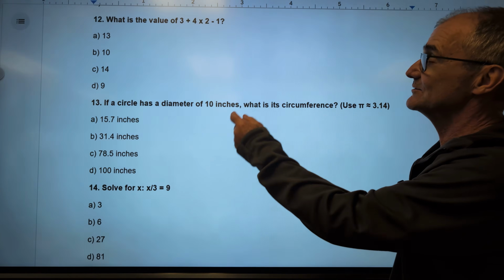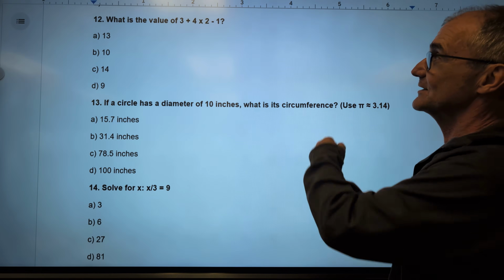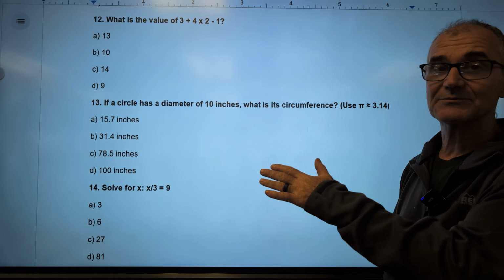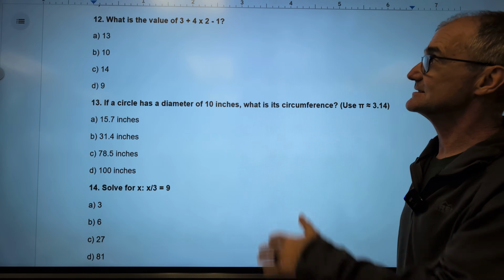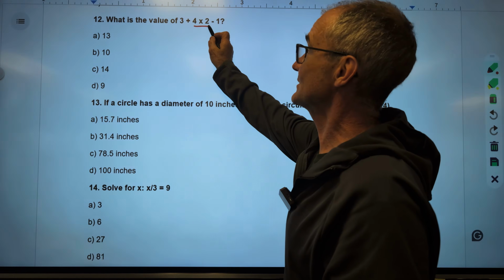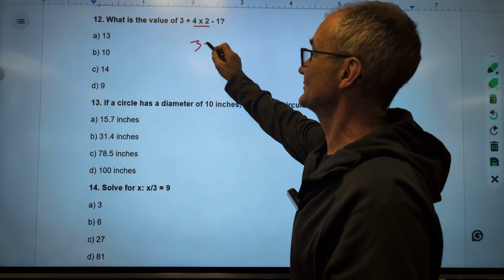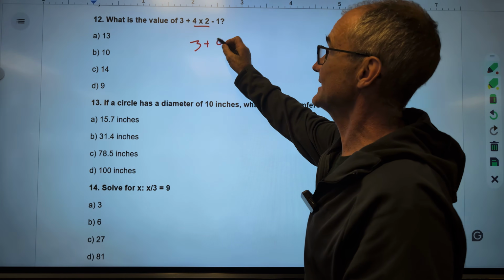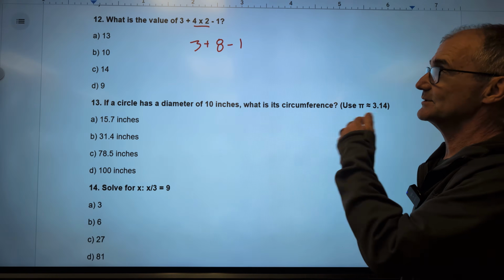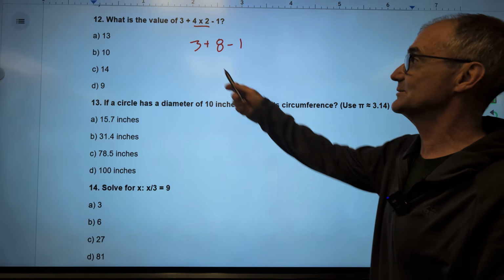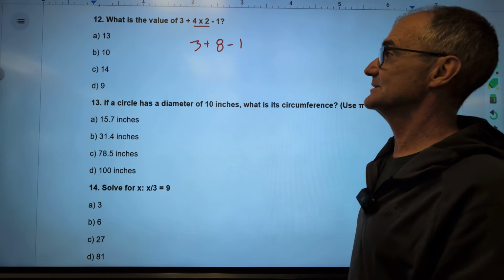What is the value of 3 plus 4 times 2 minus 1? Right away I see that problem. I recognize it as an order of operations test. So I have to do my multiplication first. So 3 plus 4 times 2, 8, minus 1. Left to right now is all addition and subtraction. 3 plus 8, 11, minus 1, 10.